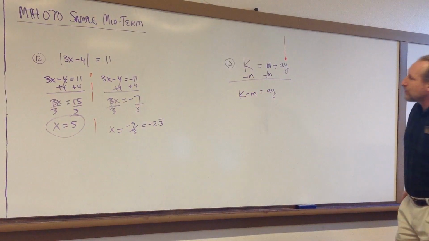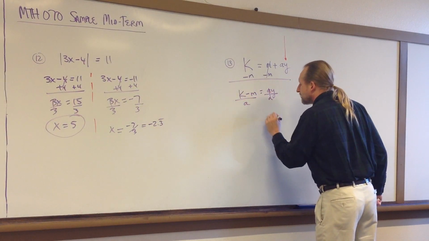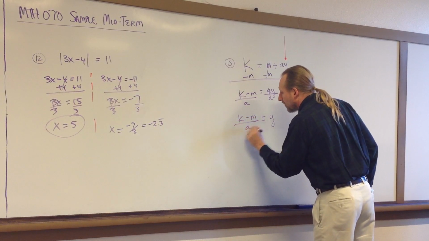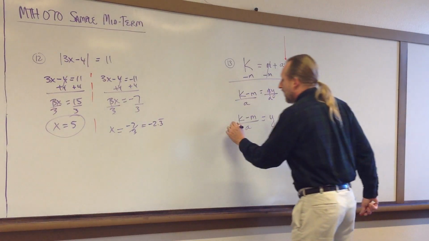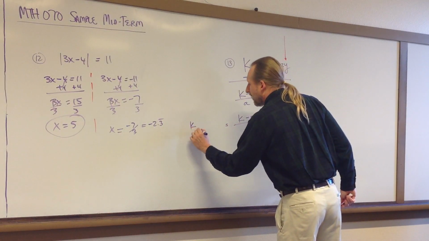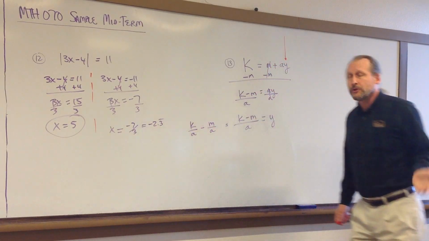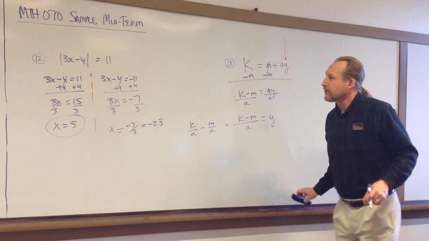Now, the a is being multiplied by the y, and so we have to divide on both sides by a. So this is k minus m all over a. So that's an appropriate answer. If you wanted to divide them individually, you can write it like that. That's also correct. All right, both of these are correct answers for problem 13.